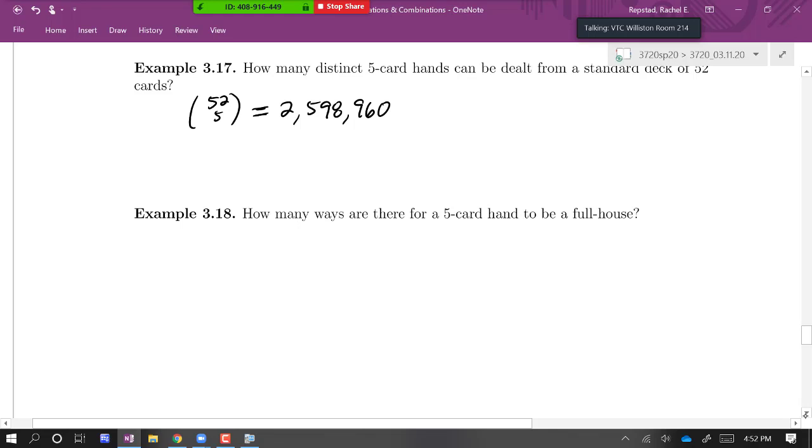So a full house is where you get 3 cards of one rank and 2 cards of another rank. For example, like 3 kings and 2 sevens or something. That's a full house. So that's important to know, that we have a 3 of a kind and a pair.